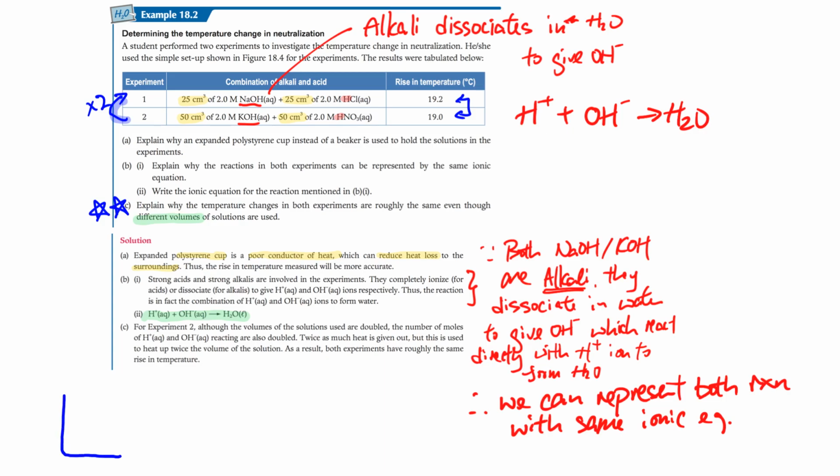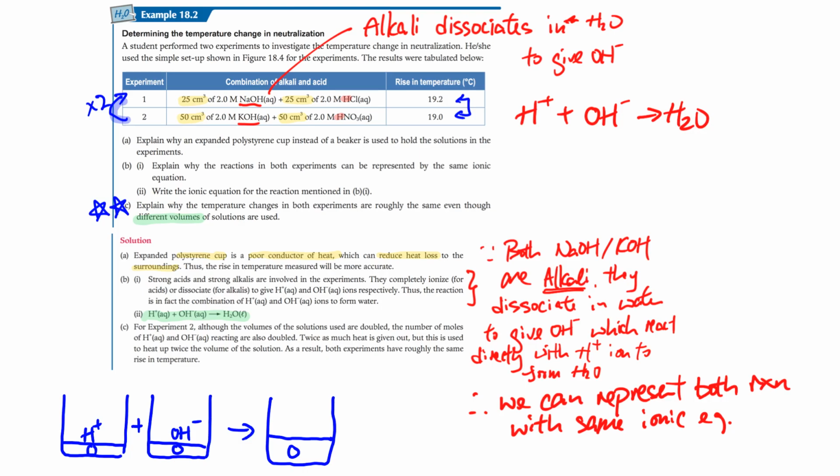When we have a beaker with 25 cm cube like this, I have 1 particle. When I have 2 beakers, they each have 1 particle. When they add up together, it will be double the volume. Then, let's say this is H plus and this is OH minus, they will form 1 H2O. This is what happened in experiment 1.